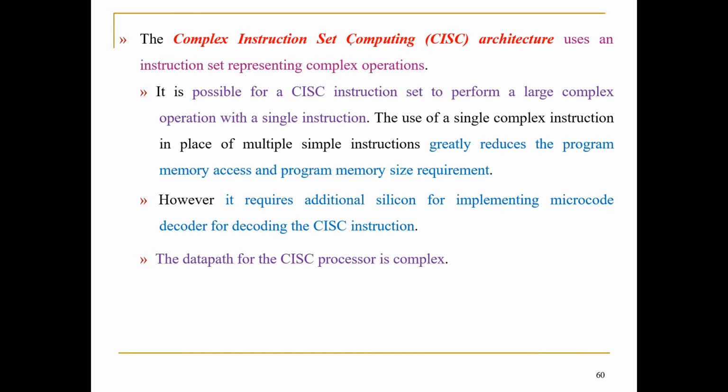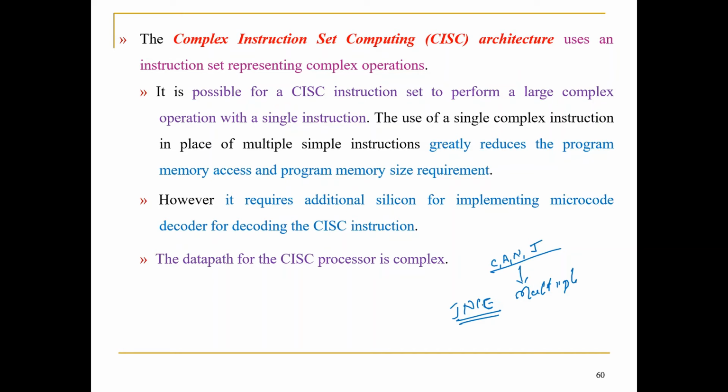The third one is complex instruction set architecture. Complex instruction set architecture is where you write a single instruction and the single instruction is able to do multiple tasks. It is possible for the CISC instruction set to perform a large complex operation with a single instruction. That is, you want to compare, you want to add, you want to negate and finally you want to jump. So maybe you can use the instruction JNCE, which is a complex instruction that will be doing all these tasks in a single instruction.